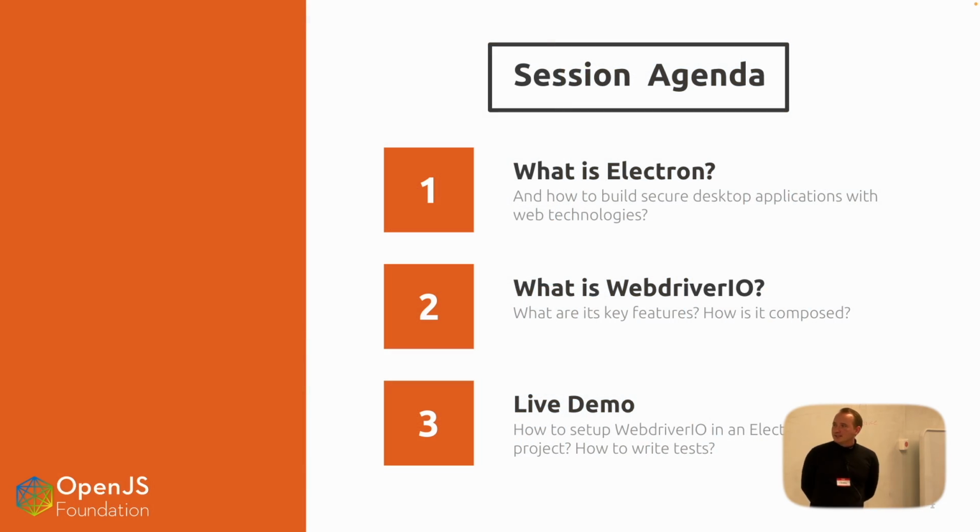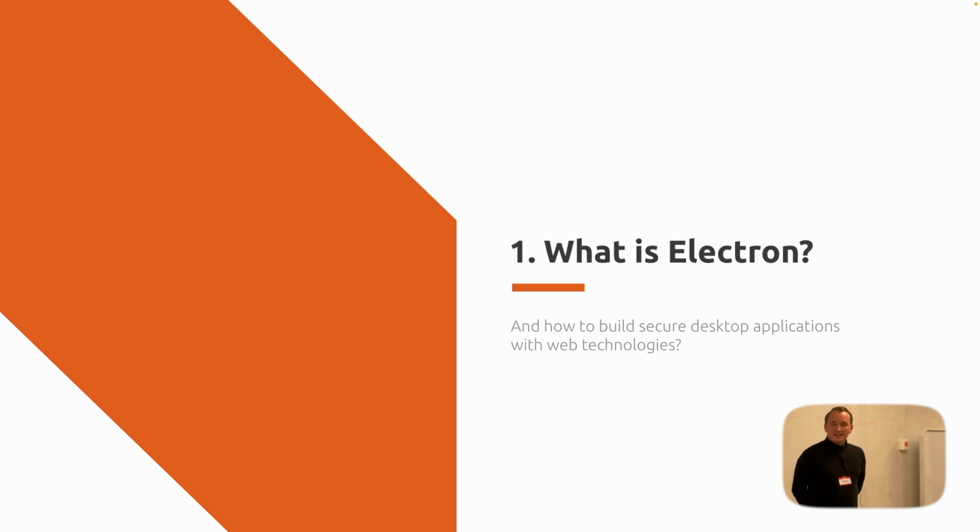Today, in the next 20 minutes, maybe 30, we will talk about Electron. I will explain what Electron is for people who haven't heard about it. I will speak a little bit about WebdriverIO, and then we bring these two things together and see how we can automate an Electron application using WebdriverIO. Pretty simple. Let's get started with Electron.